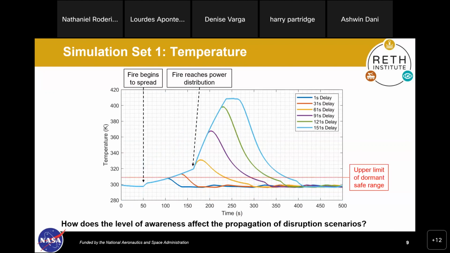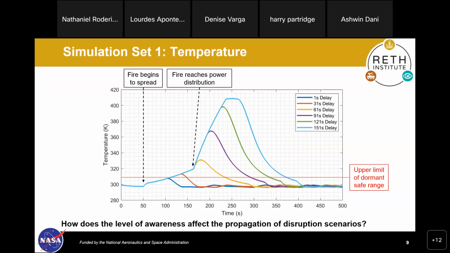We can observe the impacts of this fire radius in the temperature in the interior environment. So in this plot, you can see labeled again at 50 seconds when the fire begins to spread. The temperature in the habitat grows very gradually at first because of the heat being put off by the fire, while the thermal control system will attempt to cool the habitat and counteract that.